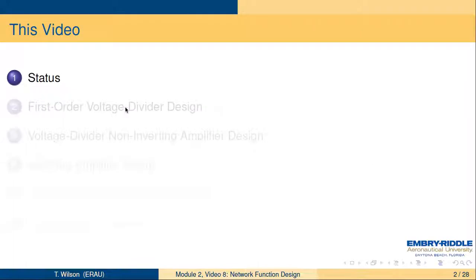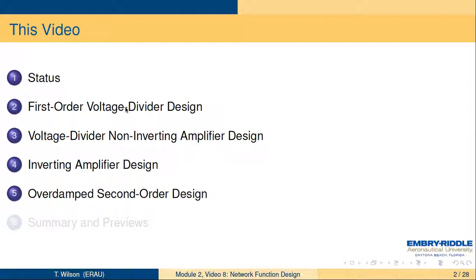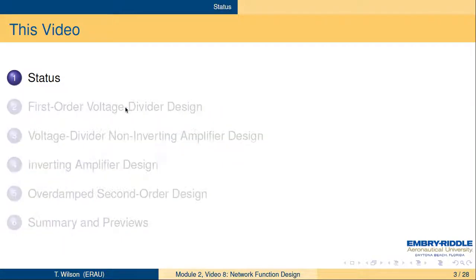In this video, we'll look at where we've gotten to so far, and then we'll look at how to do some network designs to implement network functions. So we'll do first order voltage divider design, and then we'll use a voltage divider with a non-inverting amplifier, and then we'll do inverting amplifier design, and then we'll see how you can do overdamped second order circuits this way, and then we'll have a summary and the previews of what's coming next.